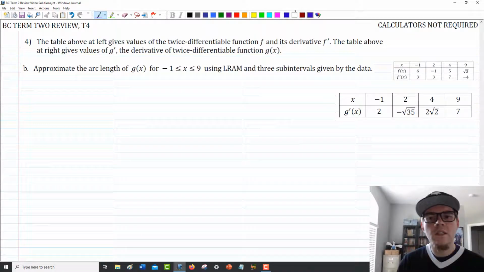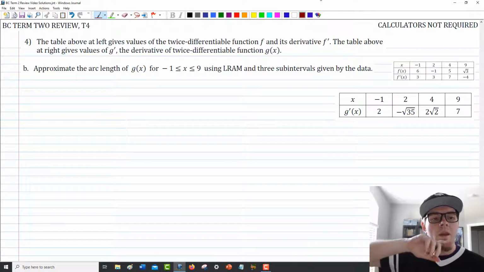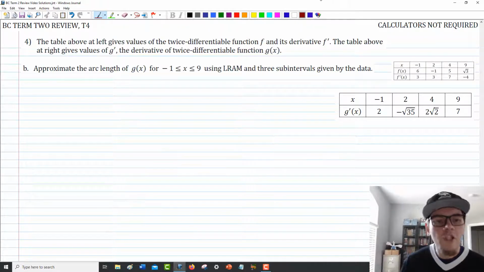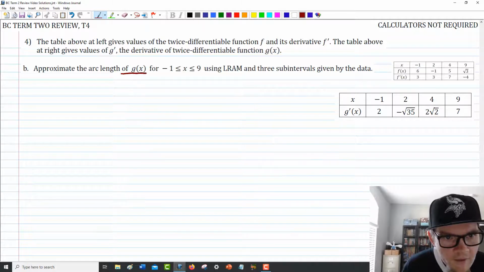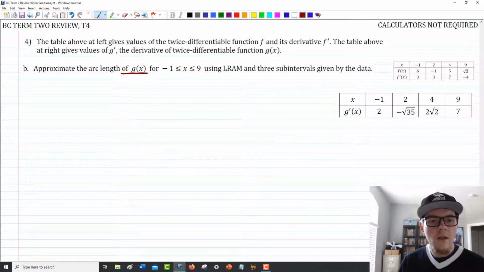For part B, now this one's actually going to be a little easier. It won't be as bad. It's probably one of the lighter questions on here. It says to approximate the arc length of g of x. I'm going to underline that for us. The arc length of g of x for x between -1 and 9 using LRAM and 3 subintervals.